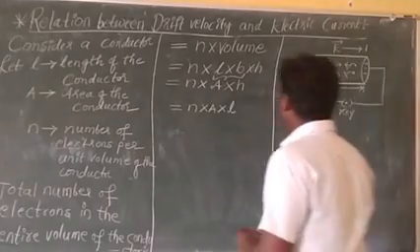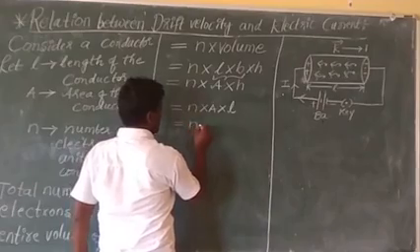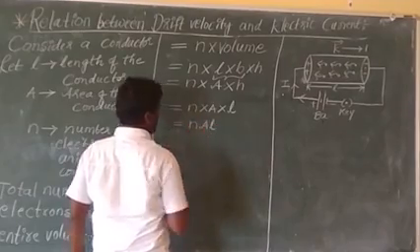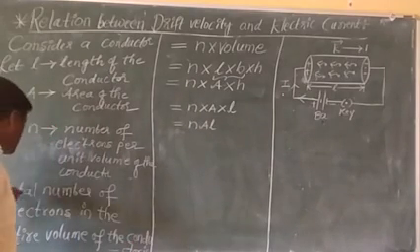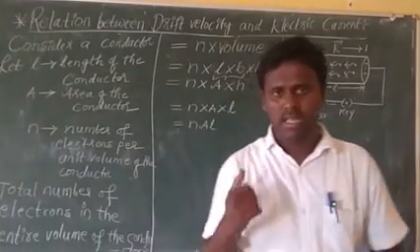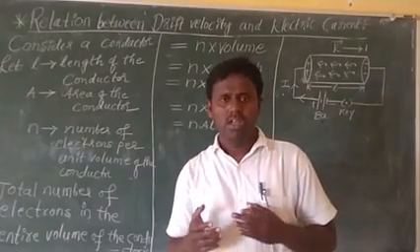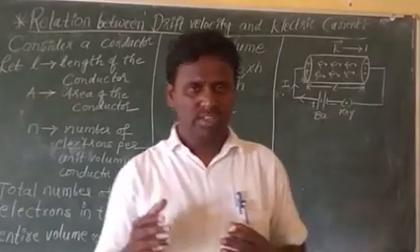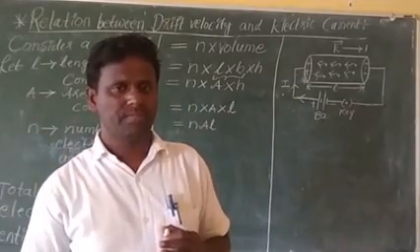So n into A into L, so NAL, is the total number of electrons in the entire volume of the conductor. Now I want to find the total charge of all the electrons in this conductor.